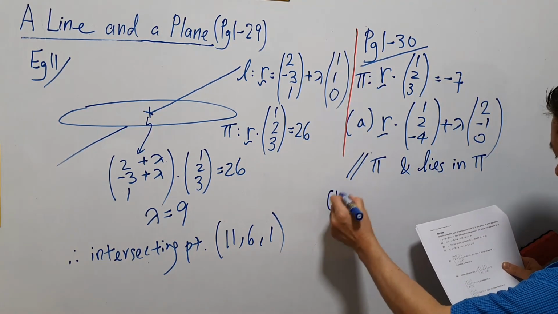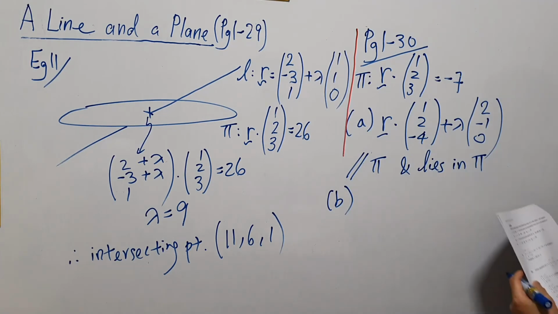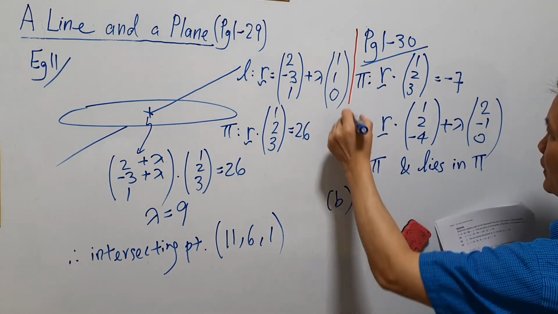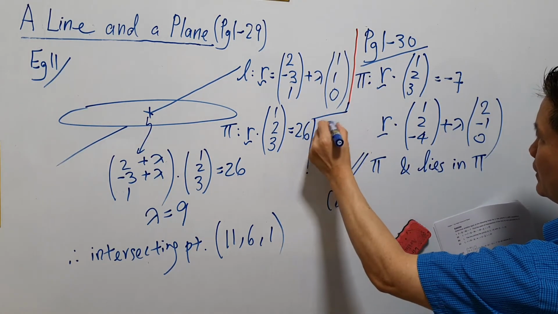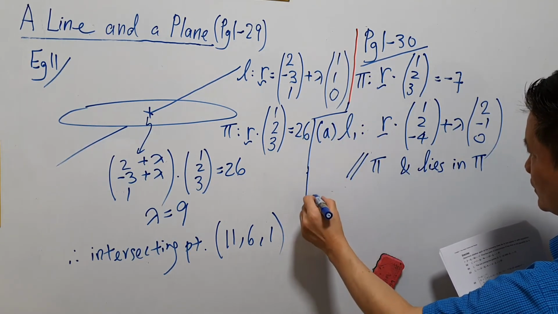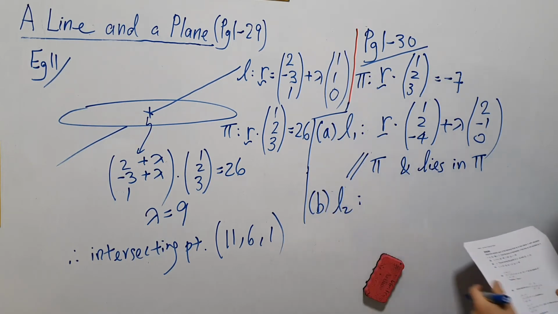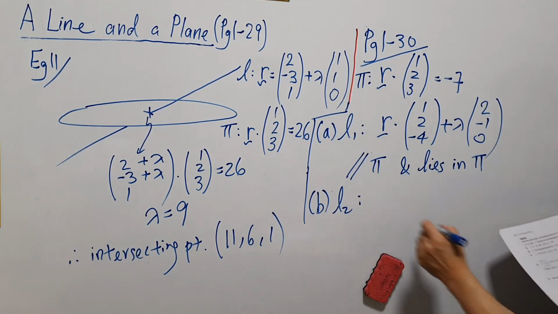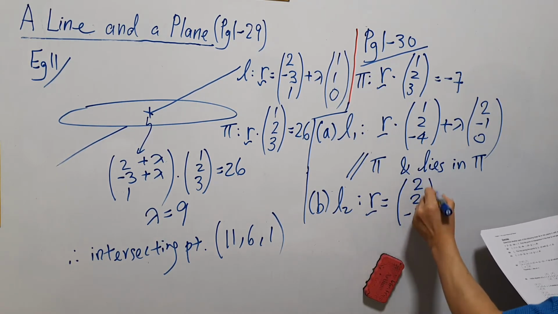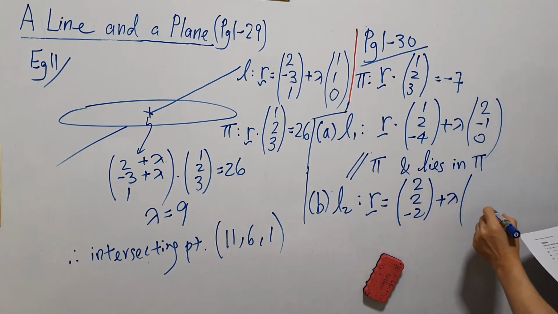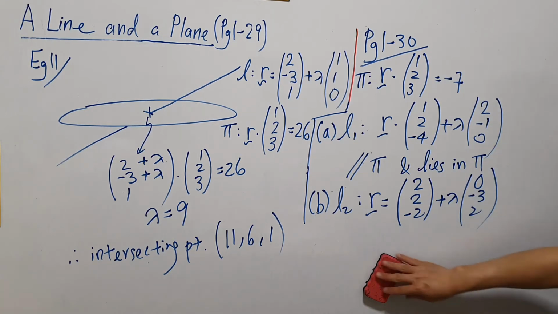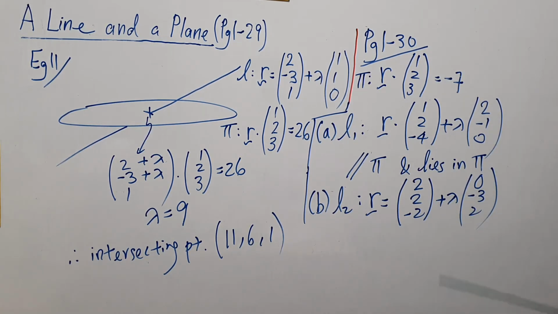Part B. In part A, this line is L1. In part B, they talk about line L2, the line joining the points. So L2 has this equation: (2, minus 2, 2) plus lambda of (0, minus 3, 2).